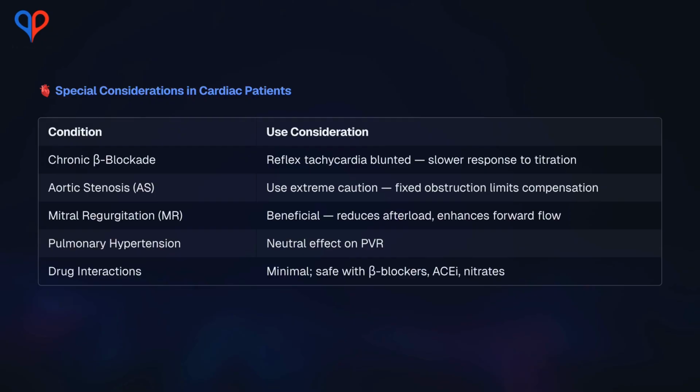In aortic stenosis, caution is advised. Excessive afterload reduction may compromise coronary perfusion. However, in mitral regurgitation, clevidipine improves forward flow by reducing systemic resistance. When combined with antiarrhythmics or inotropes, its effect is synergistic, but should be carefully titrated to avoid hypotension during transitions.